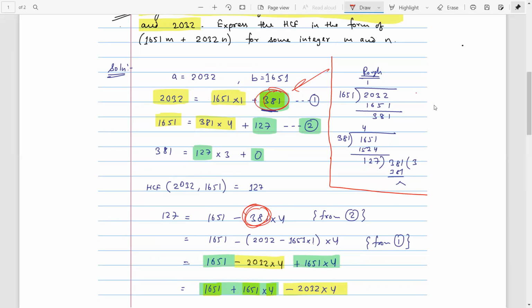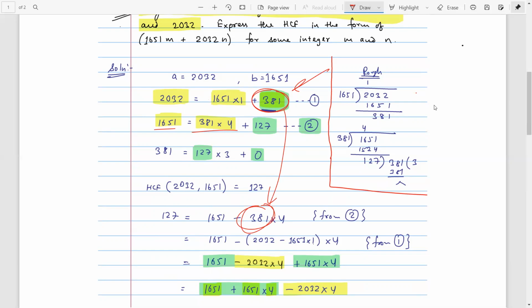So yeah, what was I saying? I had already taken the value of 127 from the second equation, 1651 minus 381 times 4. And then you do one more replacement. You replace the value of 381 from the first equation. Now what is this 381 equal to? Transpose it to the left hand side and it is 2032 minus 1651 times 1. This is what I have written.